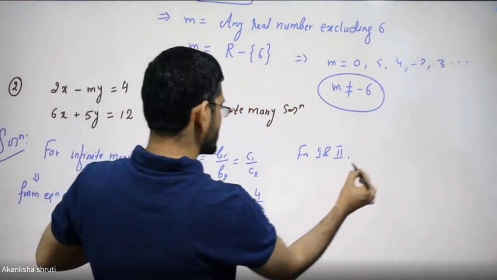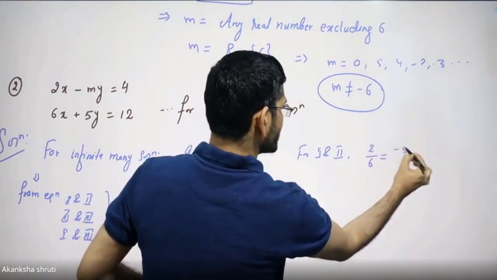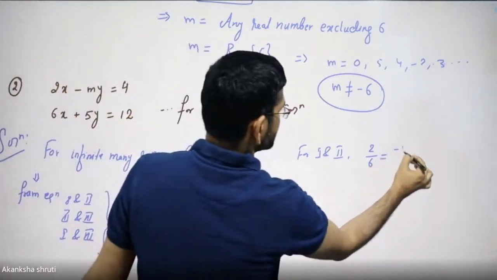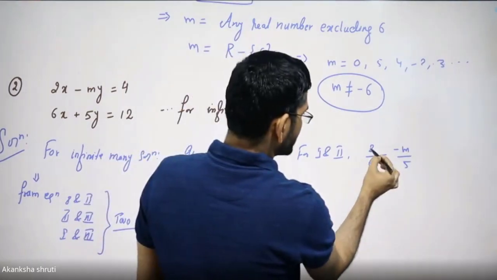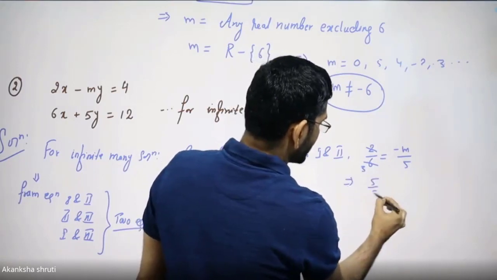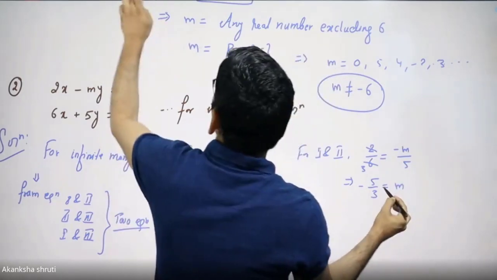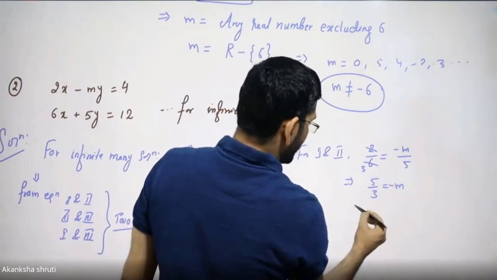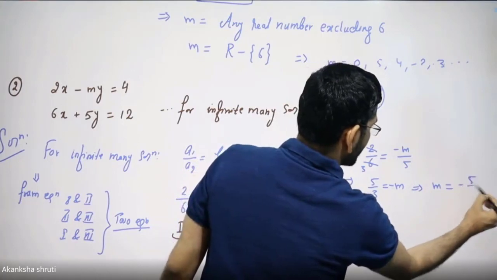So from 1 and 2 what we have, 2/6 should be equal to minus of m by 5. Students, let us go for the cross multiplication. It is 3, so 5/3, and minus of 5/3 is equal to m. और यदि आपको डाउट है तो आप पहले माइनस साइन को इधर ही रखिए, अब आप इसे इधर ले आइए. So m value is minus of 5/3.